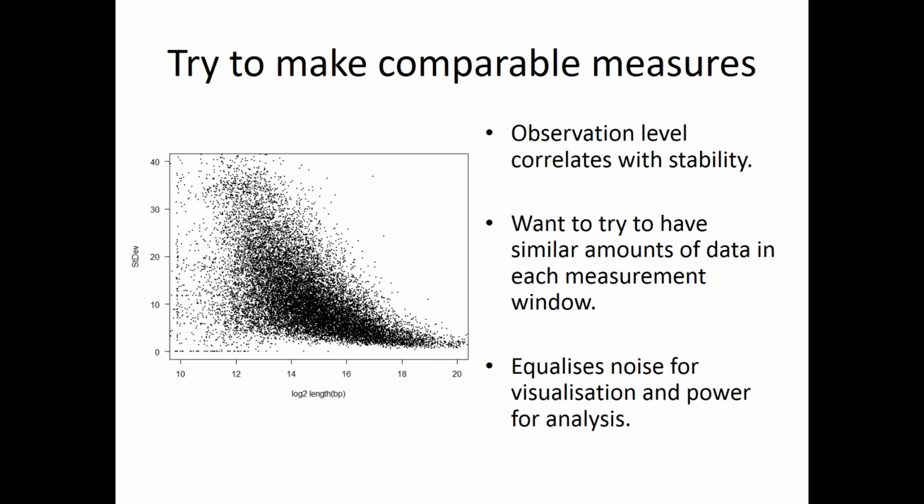So it makes your life a lot easier and makes your data much more interpretable if you can avoid this bias by doing your analysis in a way that gives you the same amount of data in each window to start with, okay? Because then everything would sit at the same point in this part of the graph, and you would have much less problem with differences in variation.